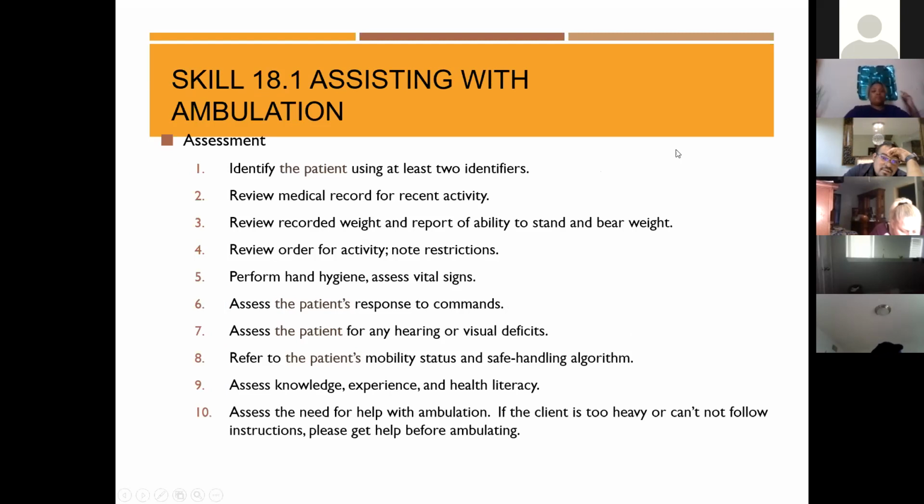Right, so you're going to assist with ambulation. Once again, make sure you do all the things that you would do for any of your other patients. Identify your patient, and check the medical record to see what their most recent activity was. You want to see how far they walked the last time.